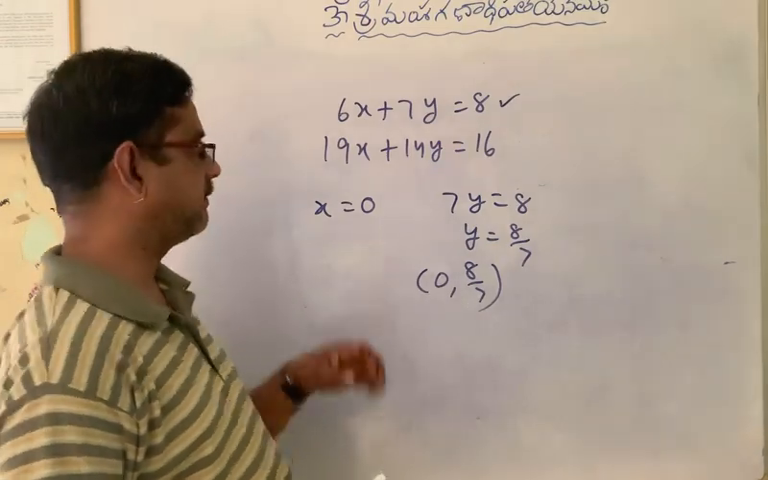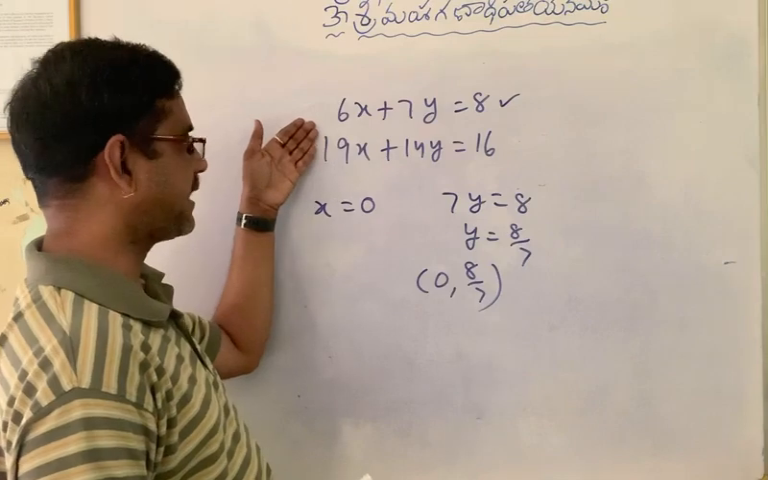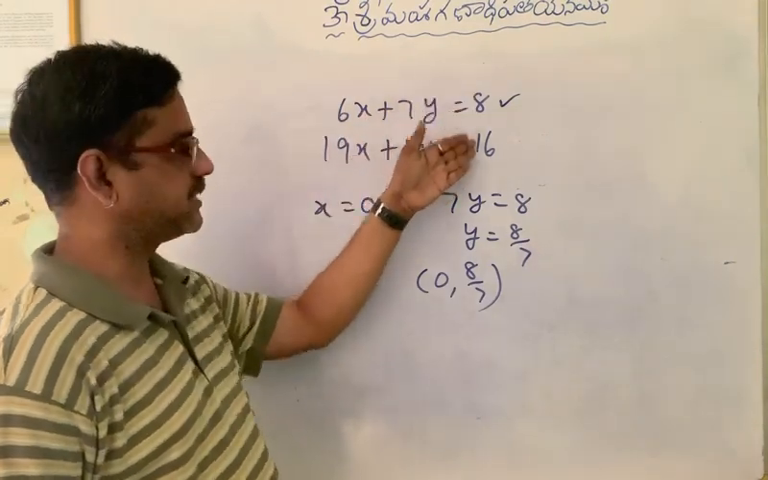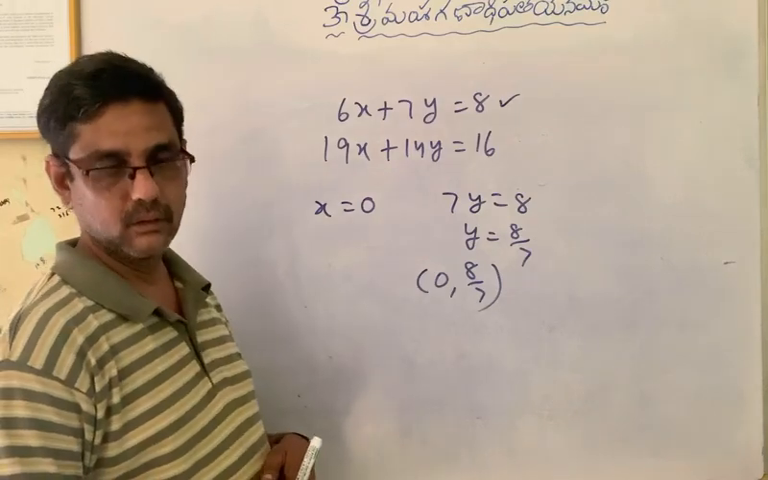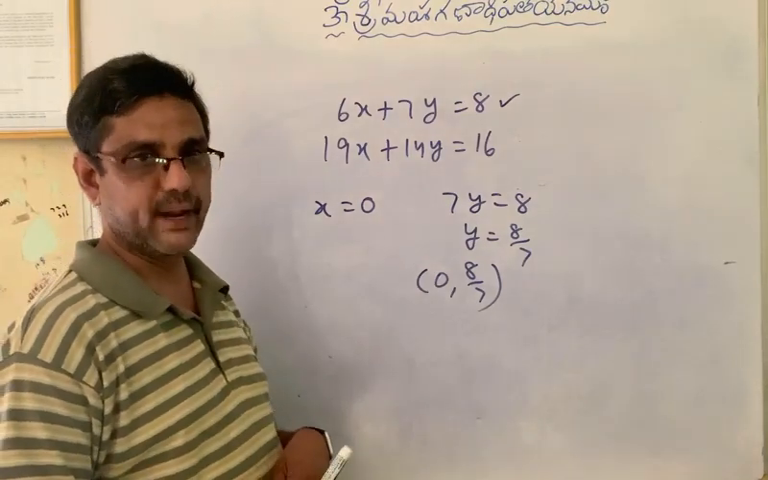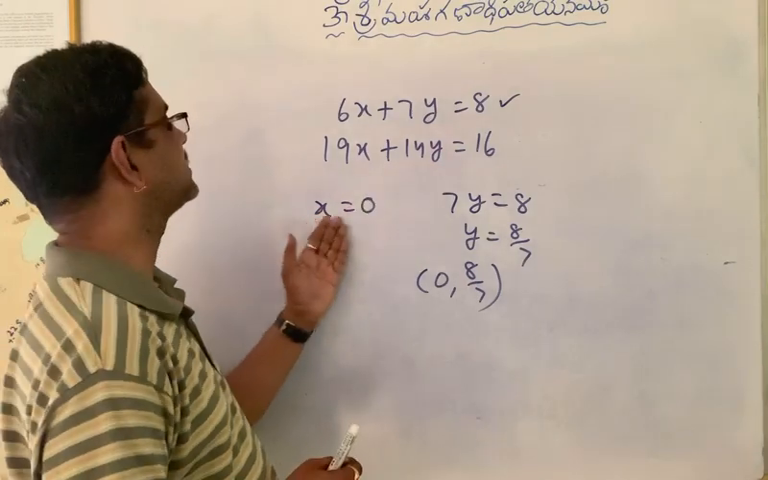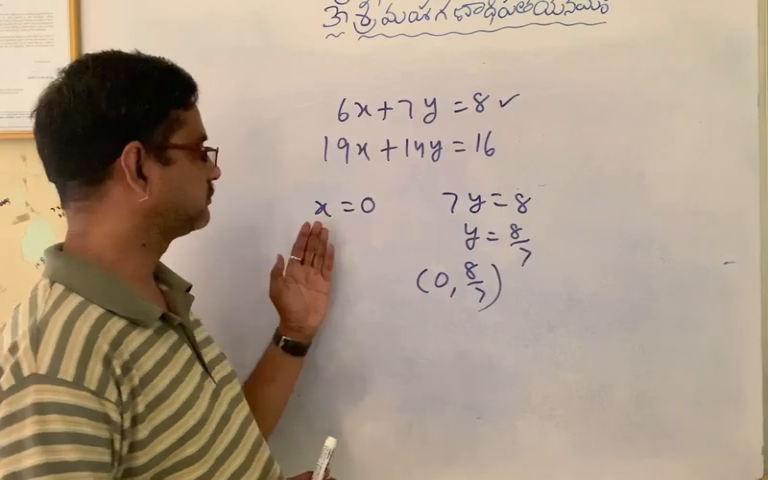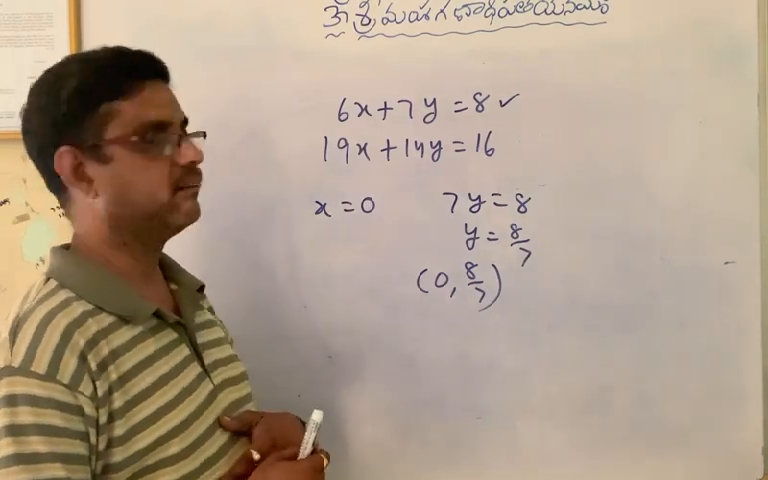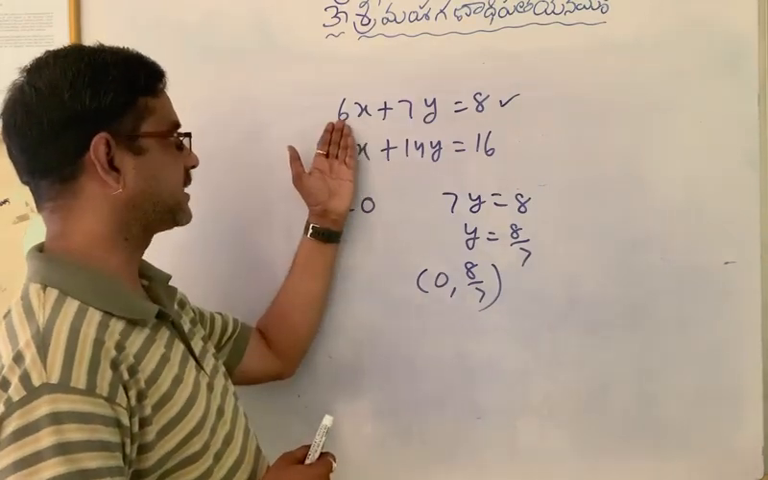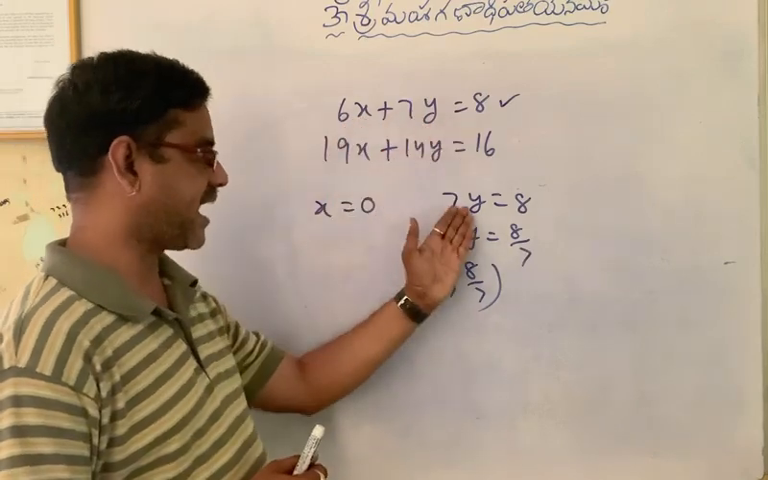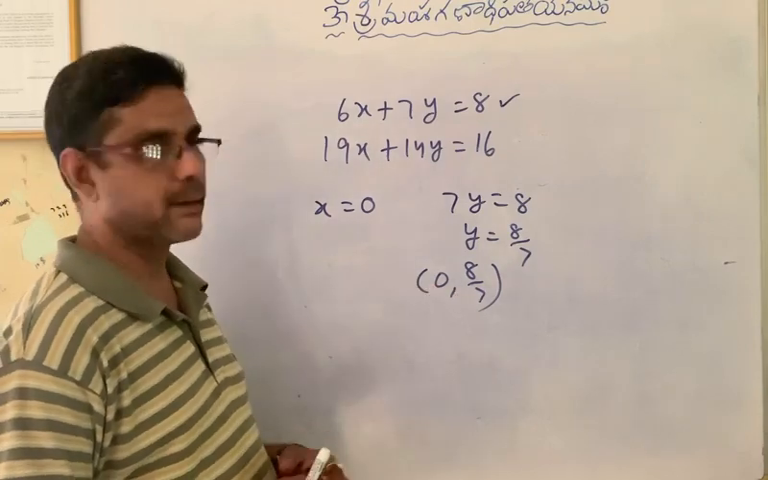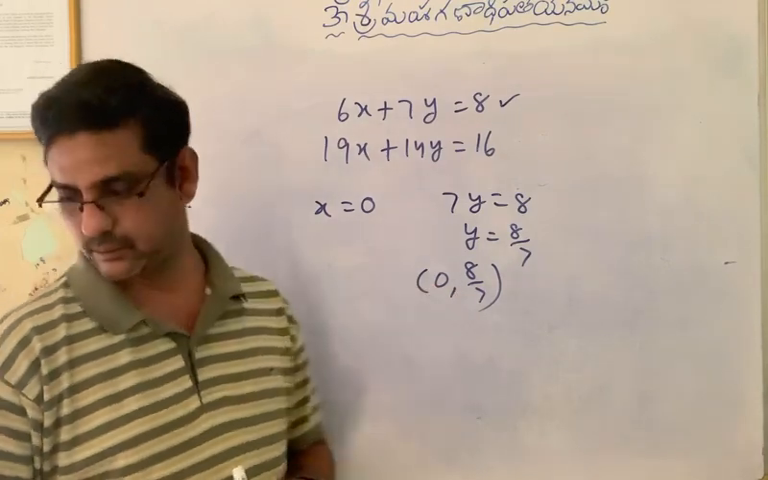Once again I am repeating. In this pair of equations, the ratio of B1 by B2 and the ratio of C1 by C2 are both equal. So according to the Anurupyena Sutra, immediately you can put x is 0, meaning the x coordinate of the common solution becomes 0. To find the y coordinate, since x is 0, 6 into 0 is 0, then 7y is equal to 8, then y is equal to 8 by 7. So 0, 8 by 7 is the common solution.